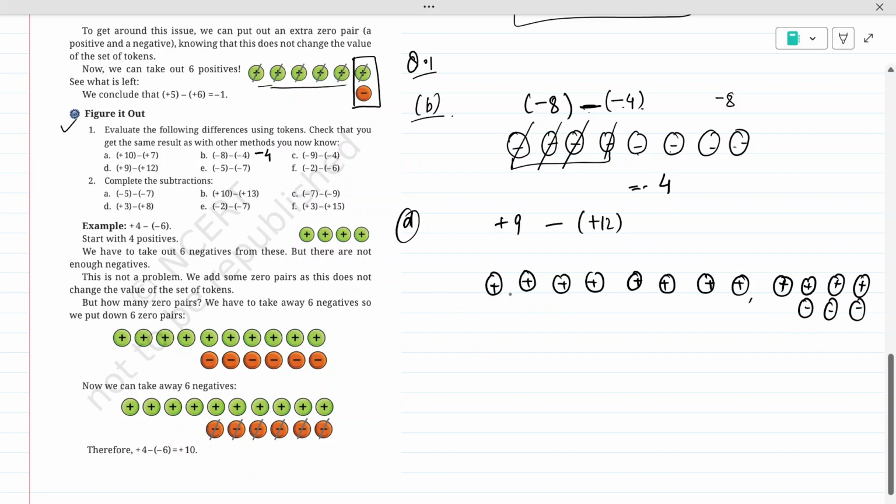Now after adding the zero pairs, I have this whole set, 12 positive and 3 negative coins. Now I can remove these 12 coins from here. Why? Because I have to subtract 12 coins. I have subtracted, and what is remaining? 3 negative coins. This is remaining. So answer is minus 3. This is D part.